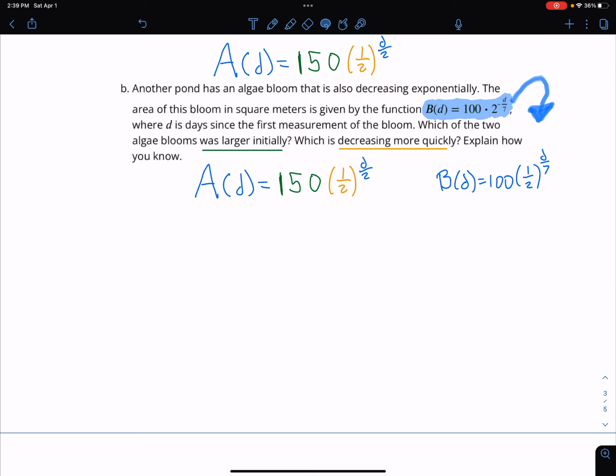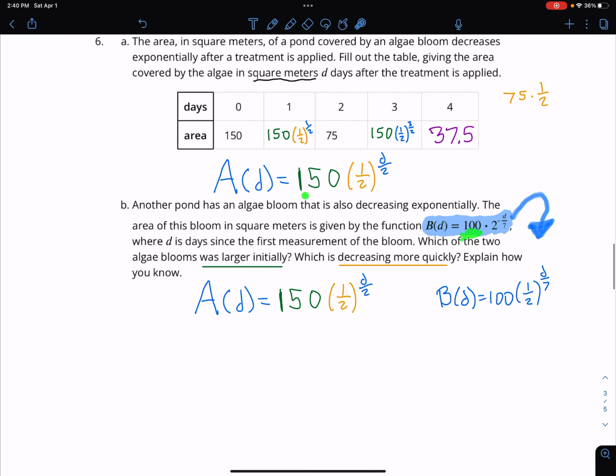They say, which of the two algae blooms was larger initially? So where does it start? Where did we start at, you guys? Did we start at 1/2? No, where did we start? We started at the beginning right here. This one started at 150. This one started at 100. They put the 100 right here, okay?